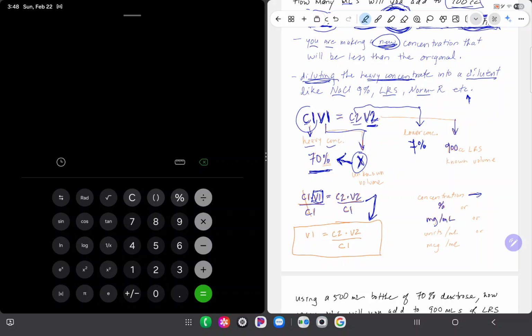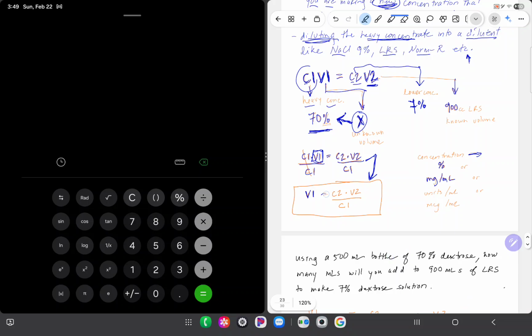So I'm hoping this also helps you. Instead of memorizing C1V1 C2V2 and trying to math it out when you're new at this, and maybe you've never even touched these bottles, maybe you memorize a different equation. So what the equation always comes out to be is V1, that volume unknown, which is also known as X, and that's going to equal C2 times V2 divided by C1.